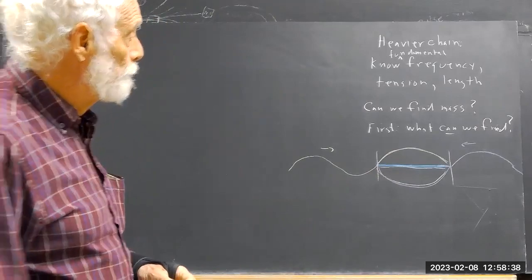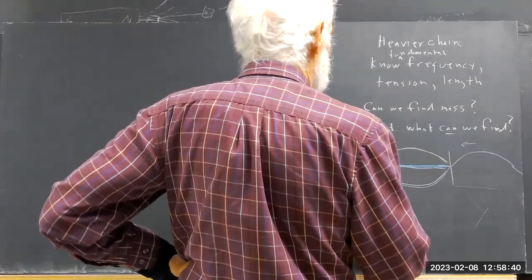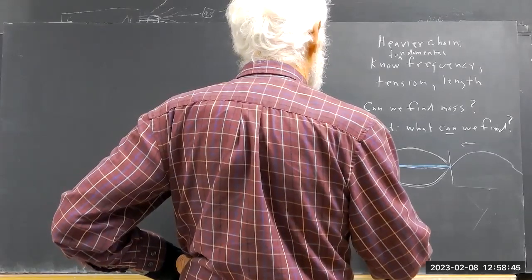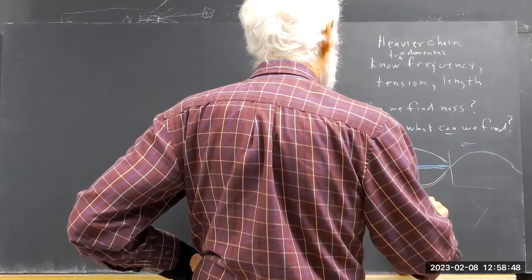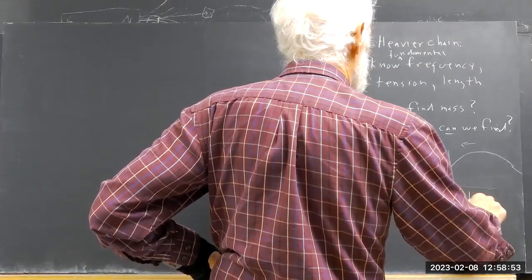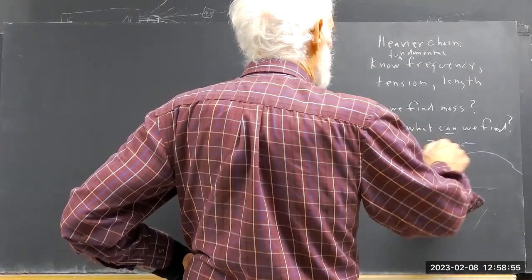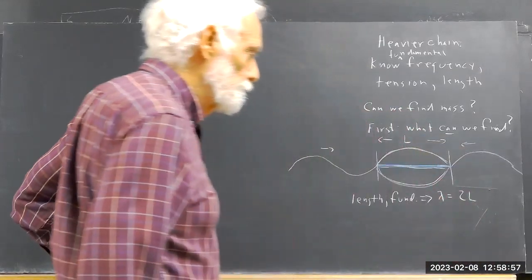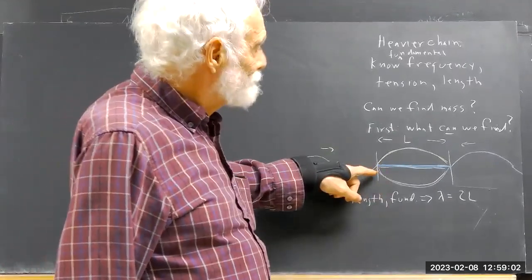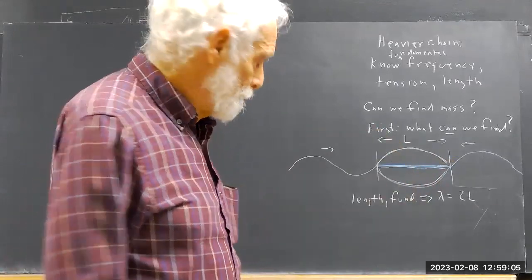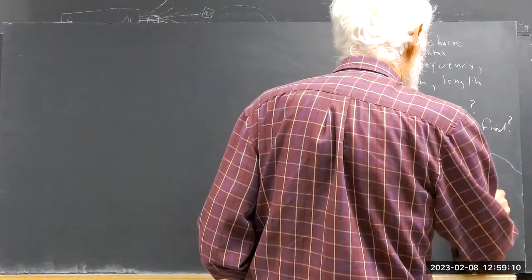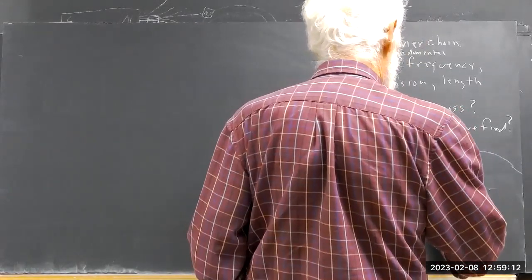So what can we find? Okay, well, this is L. I can write that down in symbols rather than words, but the wavelength is double the length, or the length is half a wavelength. Actually, if you're reasoning it out, you don't want to make that big jump. You say L.